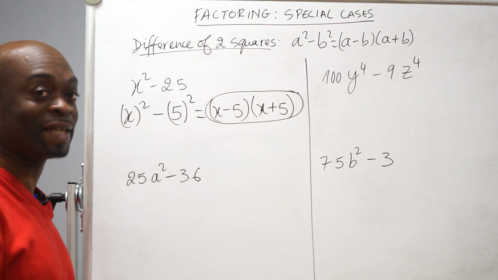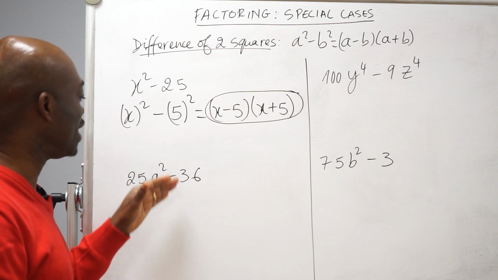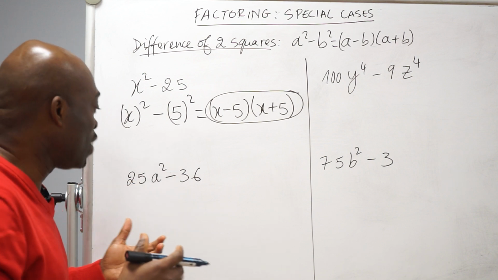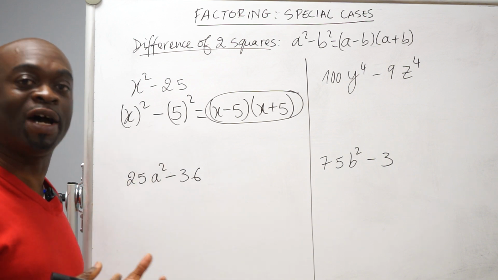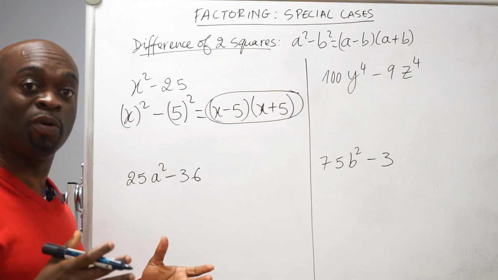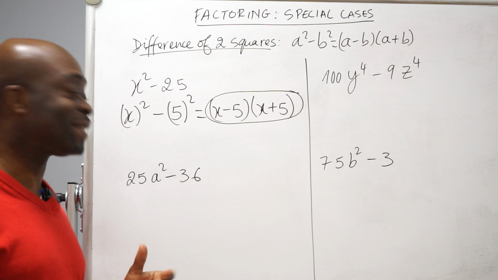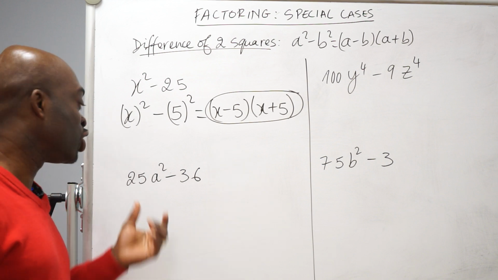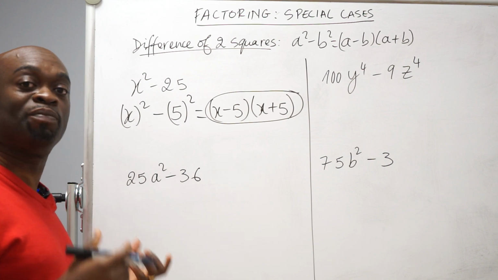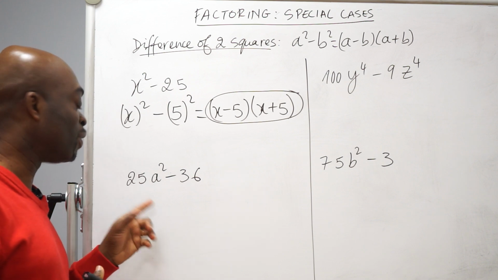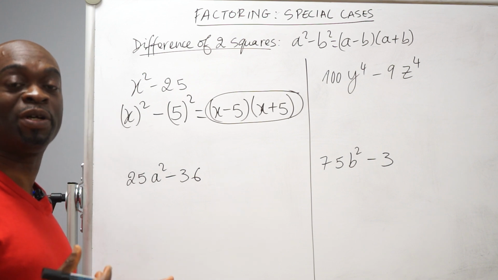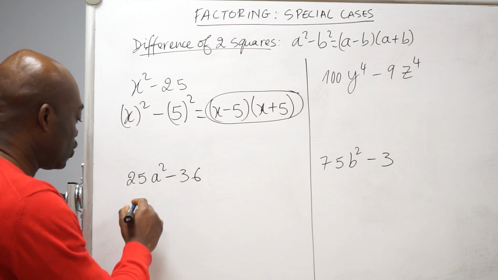Now let's take a look at the second question. We have 25a squared minus 36. Now the question again is, if you take this term here, can you rewrite it into a variable that you can multiply by itself to give you 25a squared? Because this is together, you want to break it down into the number and the variable. What's the number that multiplies itself to give you 25? It's 5, because 5 times 5 is 25.